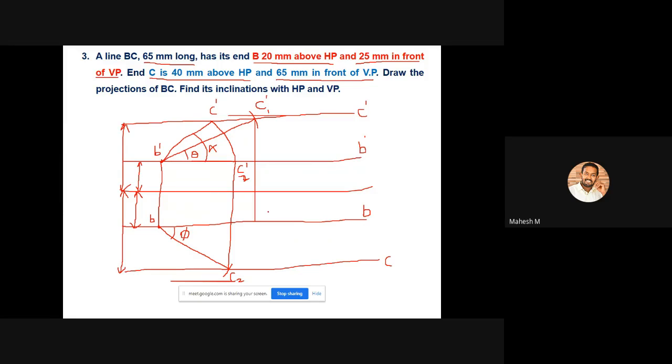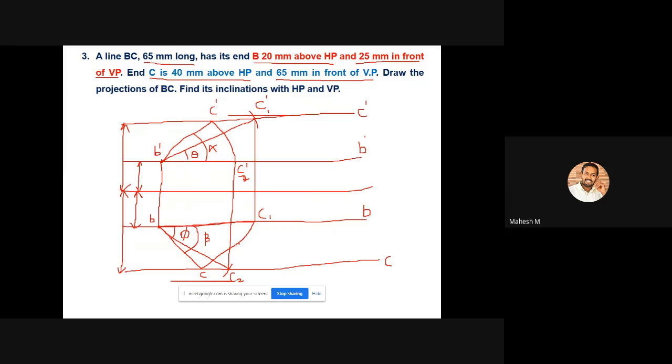Again, measure the length of BC1, this horizontal line, and create an arc. The arc will touch the locus of C. This point will be marked as C. Connect BC. If you connect BC, you will get the top view, and the angle of this top view will be marked as beta.